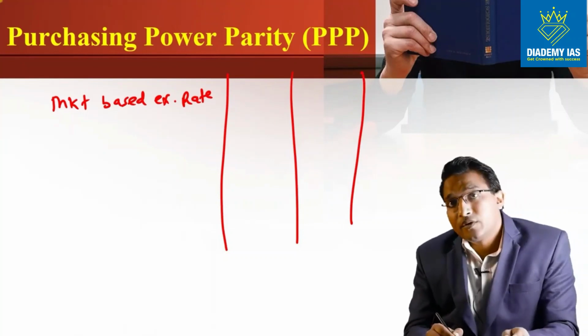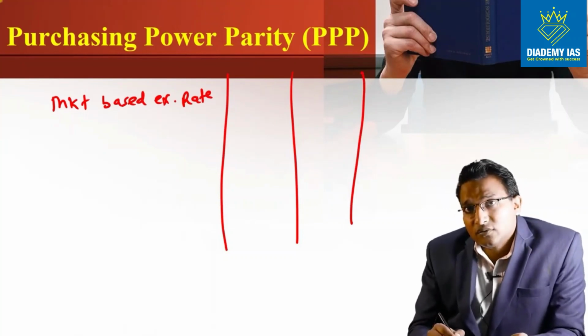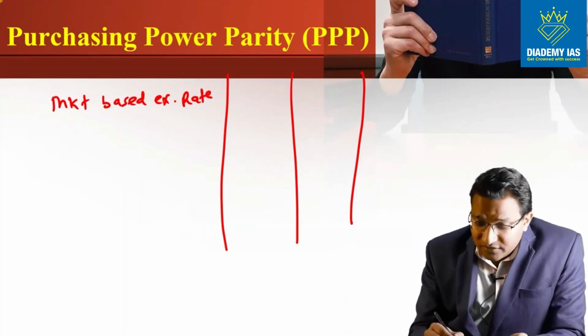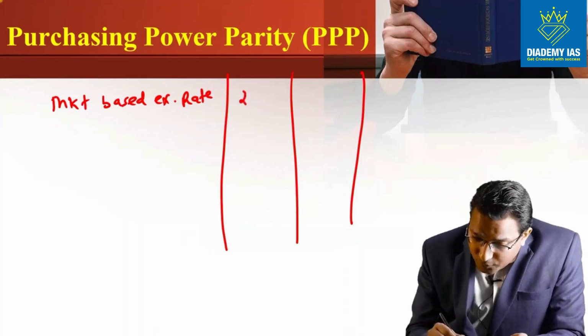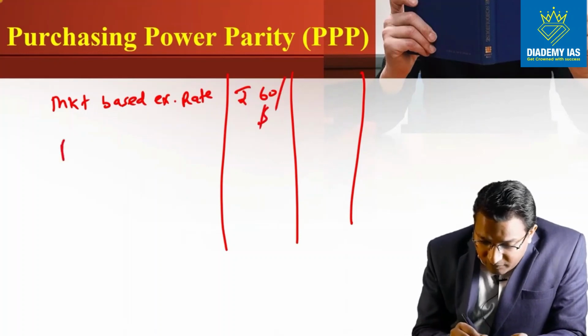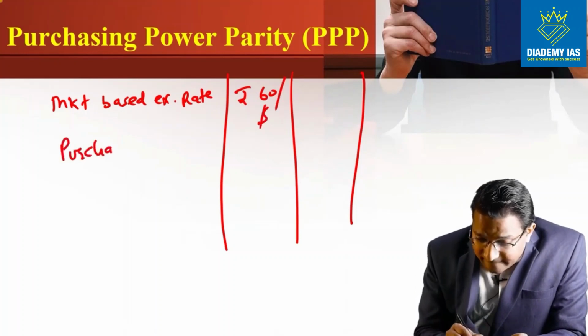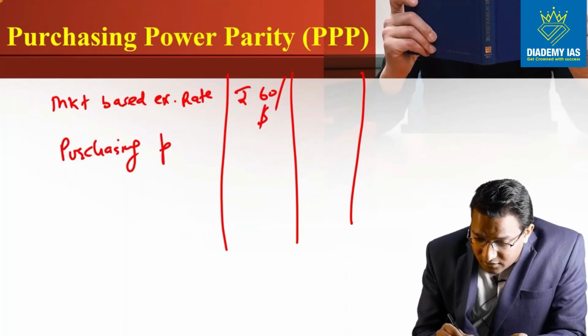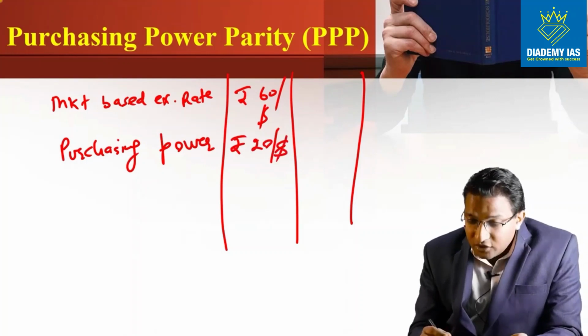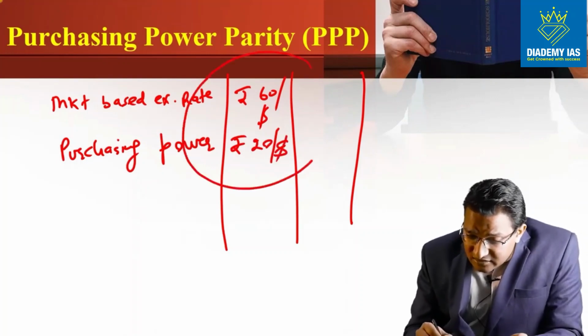Based upon the market-based exchange rate, how much is the value of the rupee? The exchange rate between the rupee and the dollar is rupees 60 per dollar, and based upon the purchasing power of the currency that we saw in case of the wheat, this is rupees 20 per dollar. So this divergence is big.